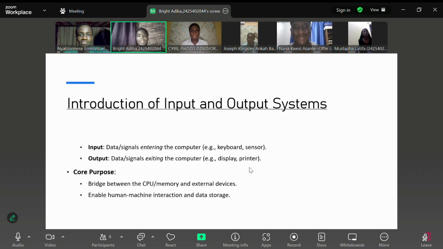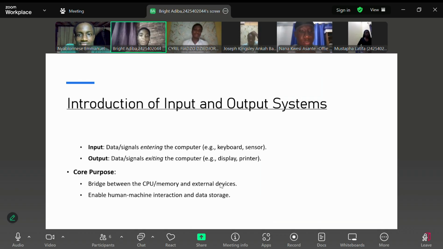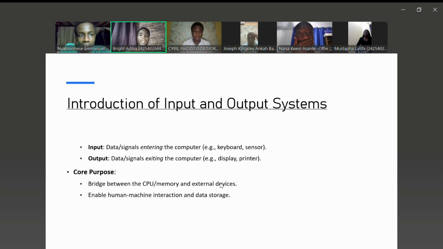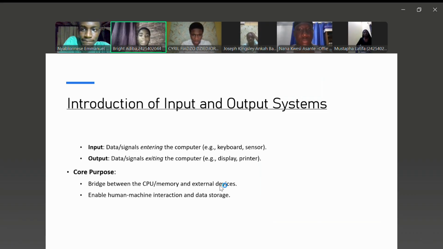As we continue, we'll start with an introduction to input and output systems. Input systems receive signals entering the computer, and examples are the keyboard and sensor. Output systems bring out information from the computer, or display information which is going on in the motherboard. Devices which display the information can be a printer and a monitor.